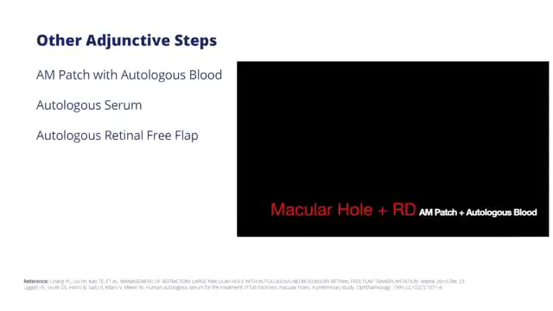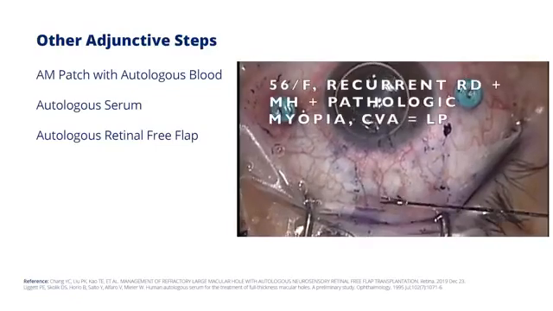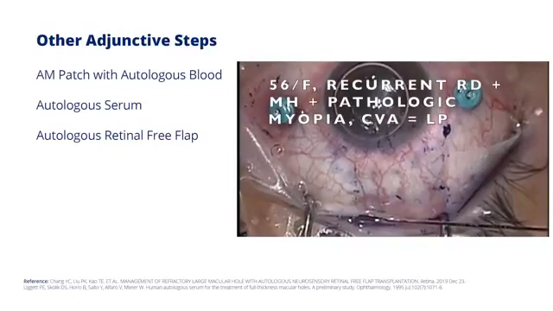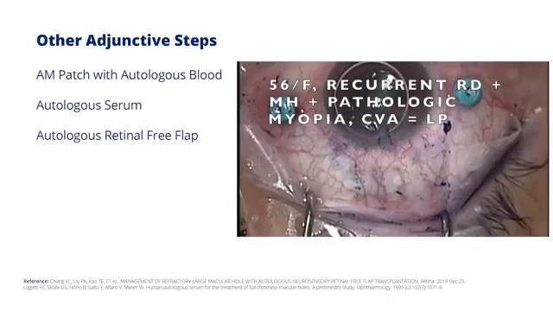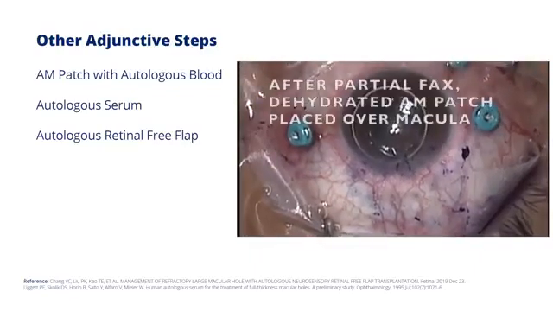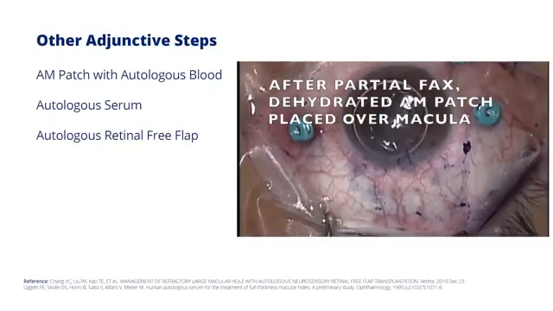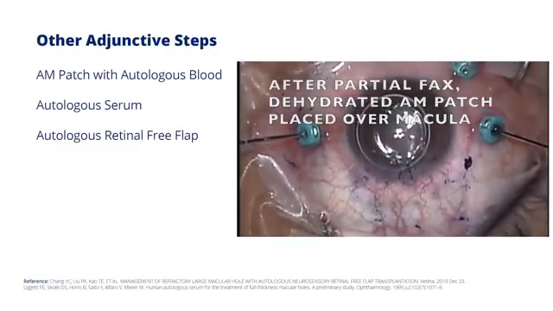So other adjunctive maneuvers include the use of autologous blood or autologous serum with or without the dehydrated amniotic membrane patching. And there are also some very brave surgeons using autologous retinal free flaps. So they harvest a piece of retina in the periphery and transplant it over the macular hole to close it.